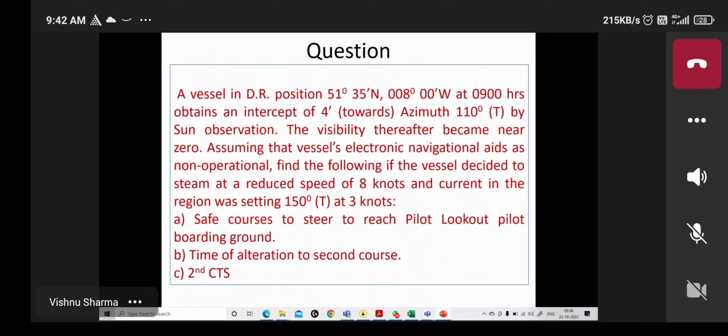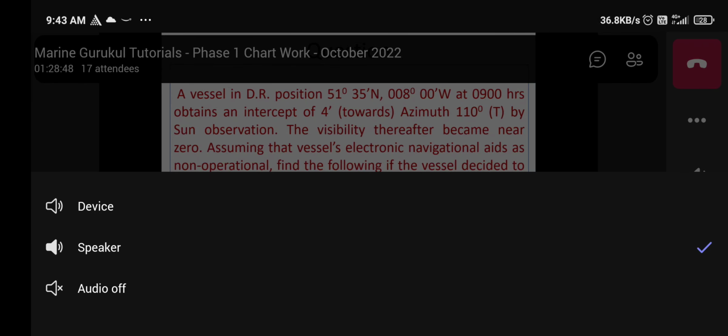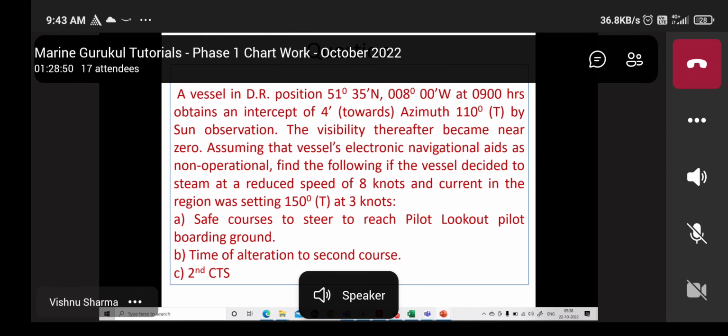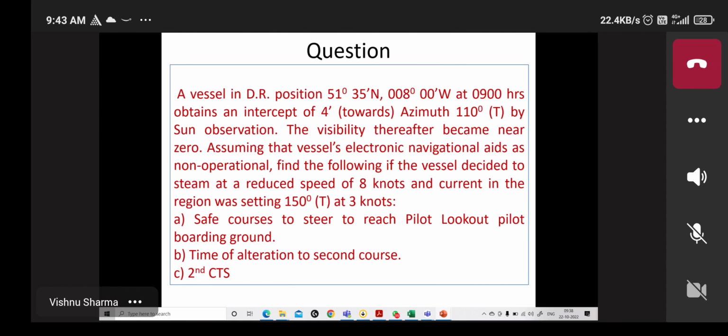Guys, this is the question in your assignment. I think so. The visibility, no, this is not the one. You can take down this question also, take the screenshot, you can practice this also. This is not in the assignment, beta. In the assignment, it is reaching the pilot ground, if I remember correctly.